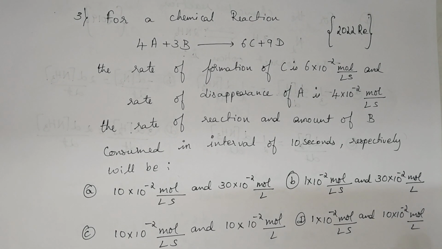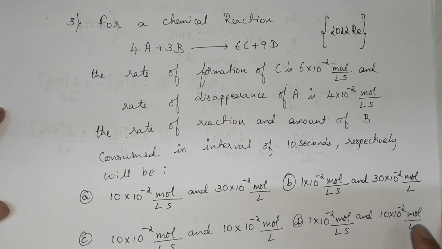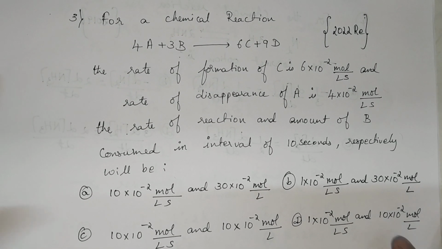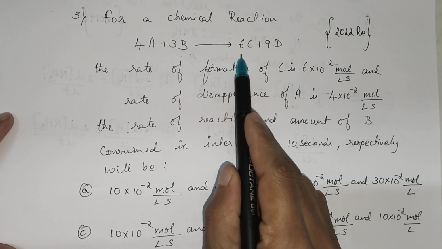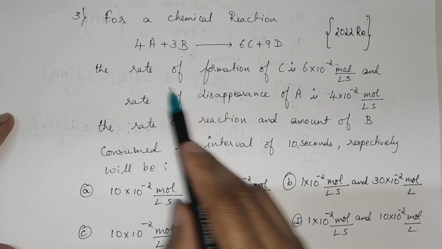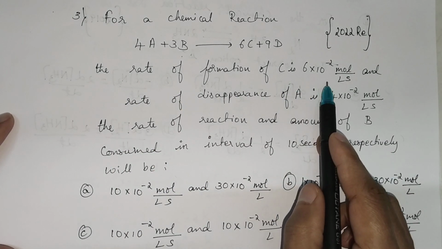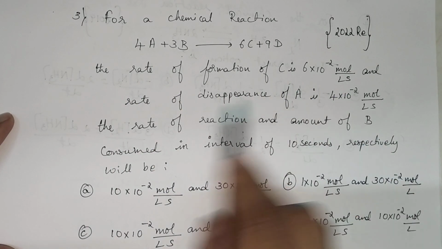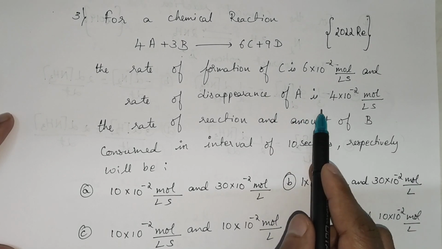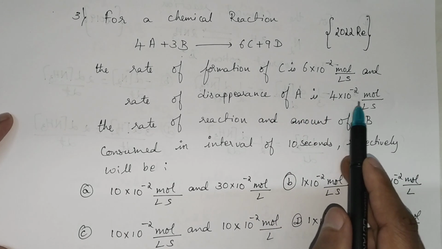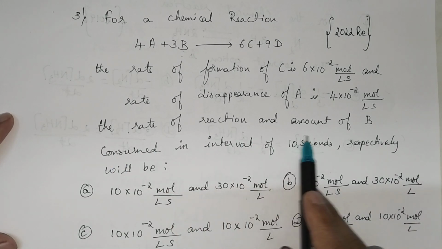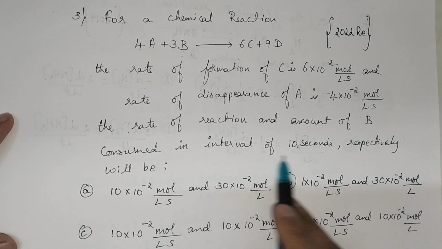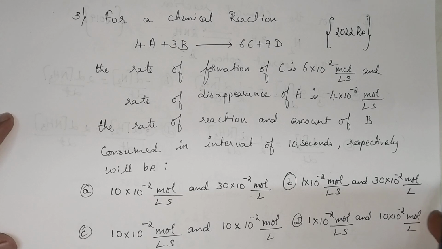So we were solving the chemical kinetics chapter, problems related to chemical kinetics. So here is the third problem. For a chemical reaction 4A plus 3B gives 6C plus 9D, the rate of formation of C is 6 into 10 raised to minus 2 mole per liter second, and the rate of disappearance of A is 4 into 10 raised to minus 2 mole per liter second. The rate of the reaction and the amount of B consumed in an interval of 10 seconds is what?